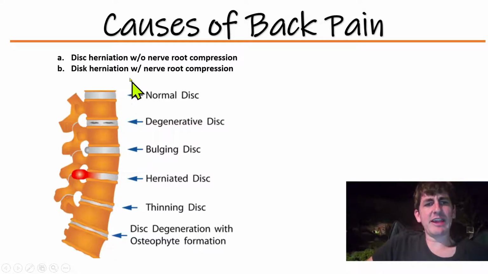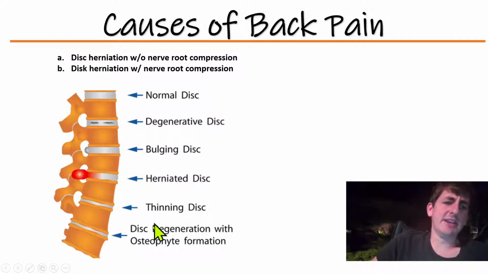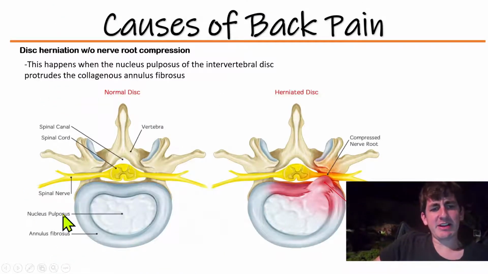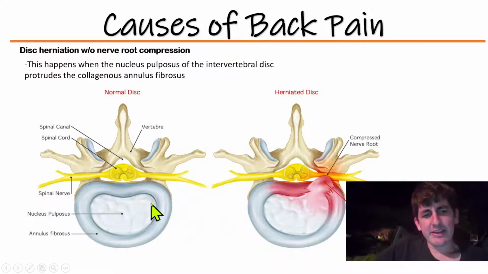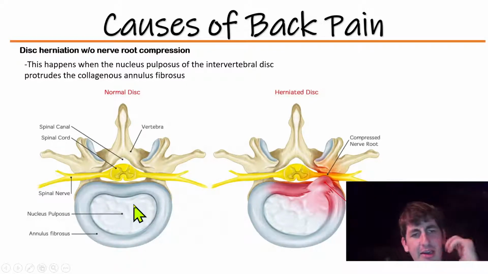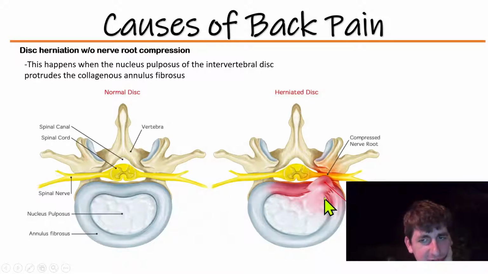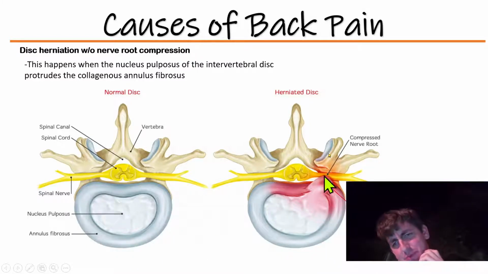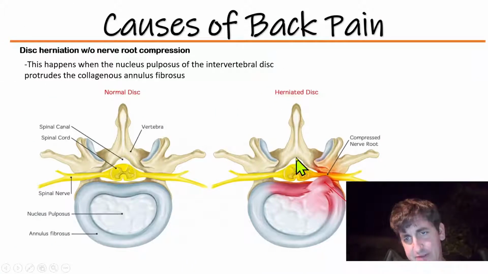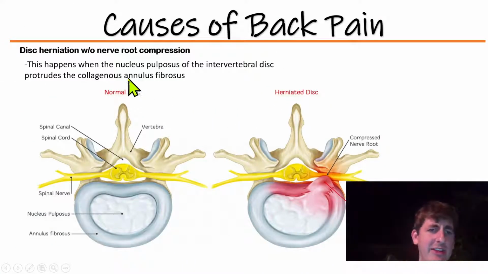Today though, disc herniation, with and without nerve root compression. Here's a herniated disc example, and let's dive right in. So a normal disc has your nucleus pulposus in the middle, your annulus fibrosus on the peripheral side, sitting between vertebral bodies, right? And when it herniates, your nucleus pulposus will protrude through the annulus fibrosus, potentially compressing the nerve root, causing pain that goes down the limb.